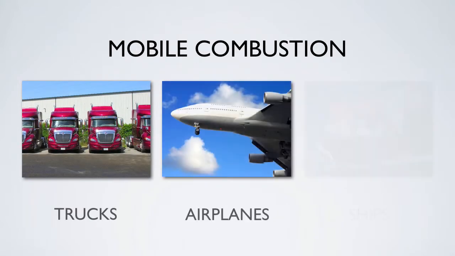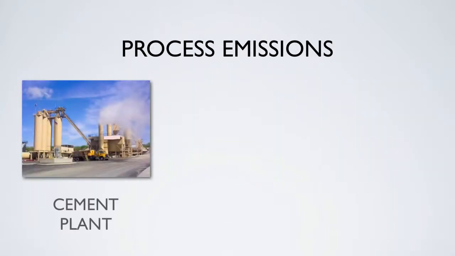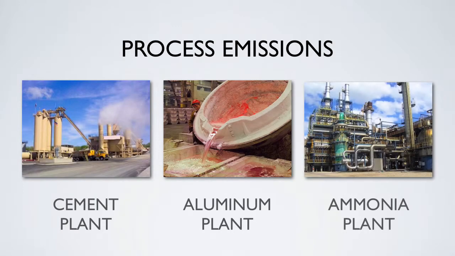Mobile combustion is the combustion of fuels in automobiles, trucks, airplanes, ships, and other transportation devices. Process emissions are emissions that result from physical or chemical processes. Most of these emissions result from the manufacture of chemicals and other materials such as cement, aluminium, and ammonia.